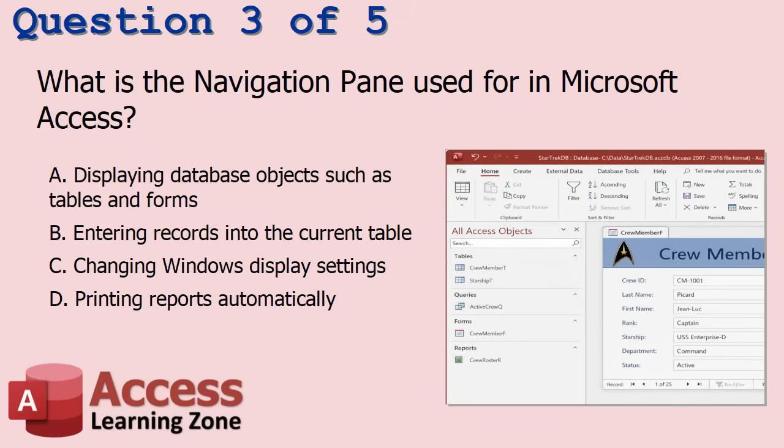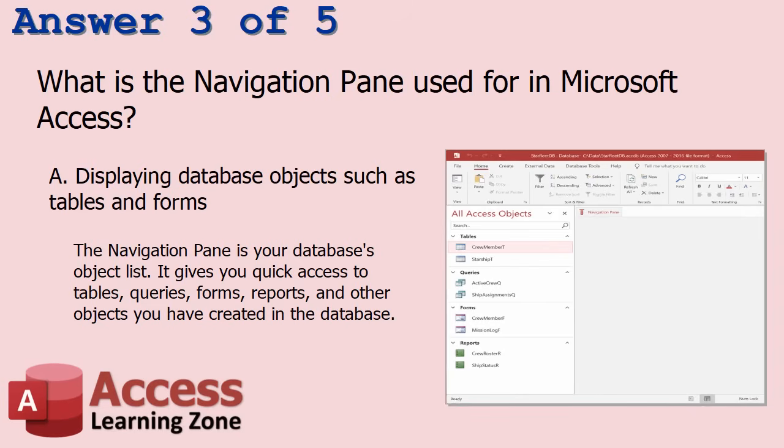Question 3. What is the navigation pane used for in Microsoft Access? Displaying database objects such as tables and forms, entering records into the current table, changing Windows display settings, or printing reports automatically. That's going to be displaying database objects such as your tables, queries, forms, and reports.